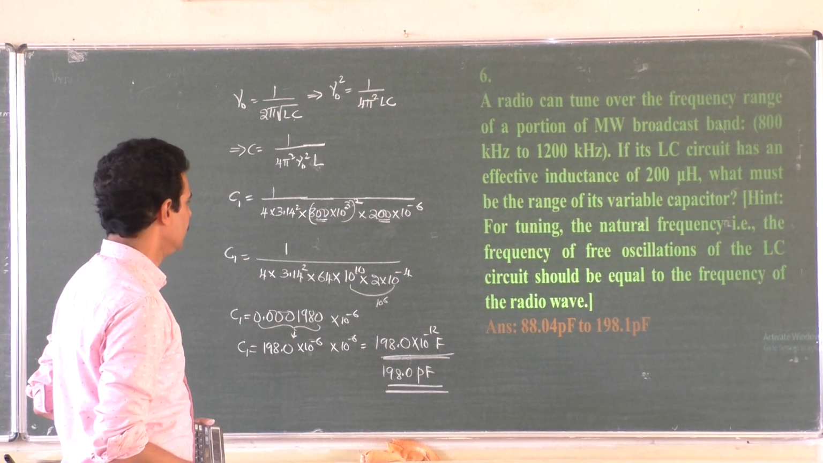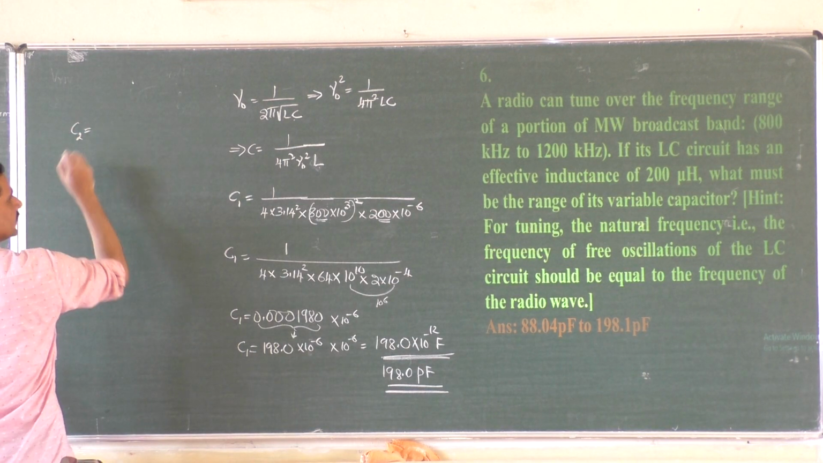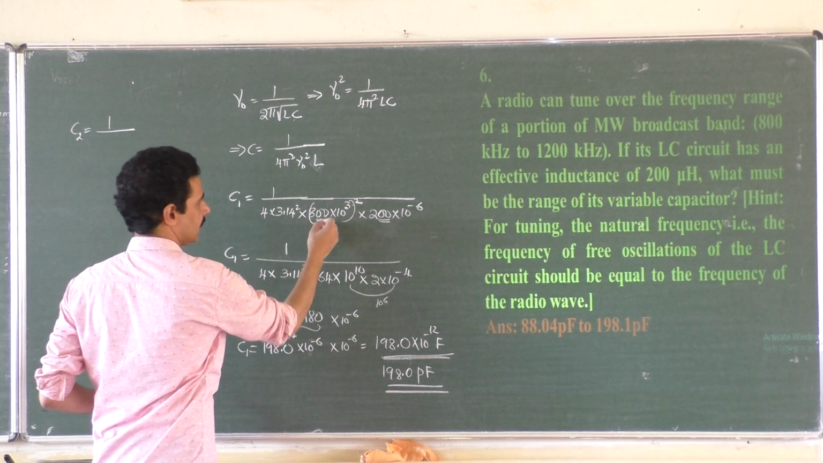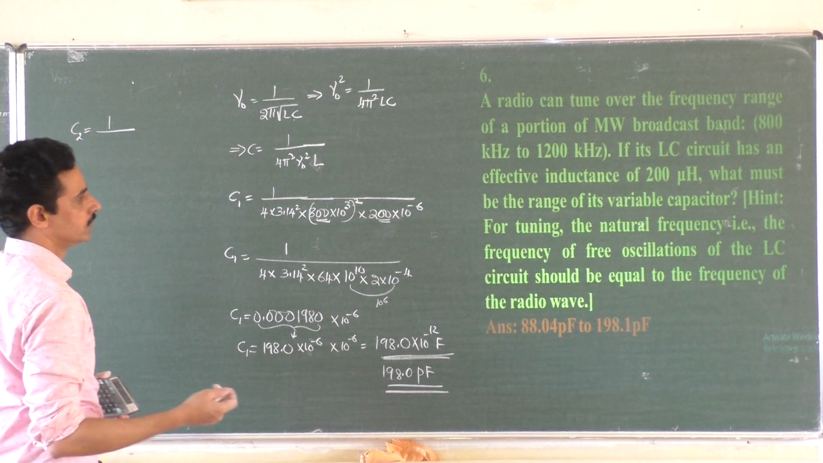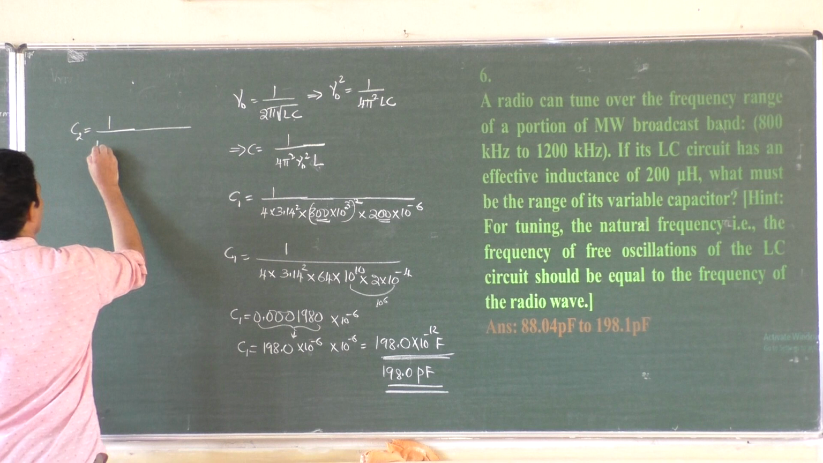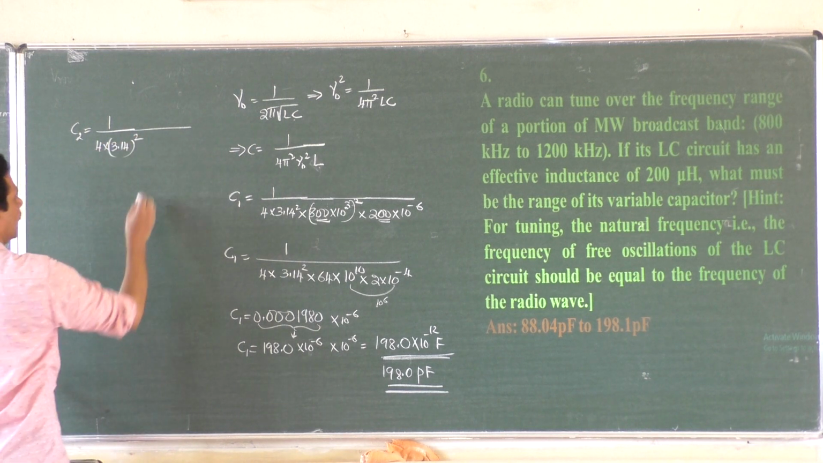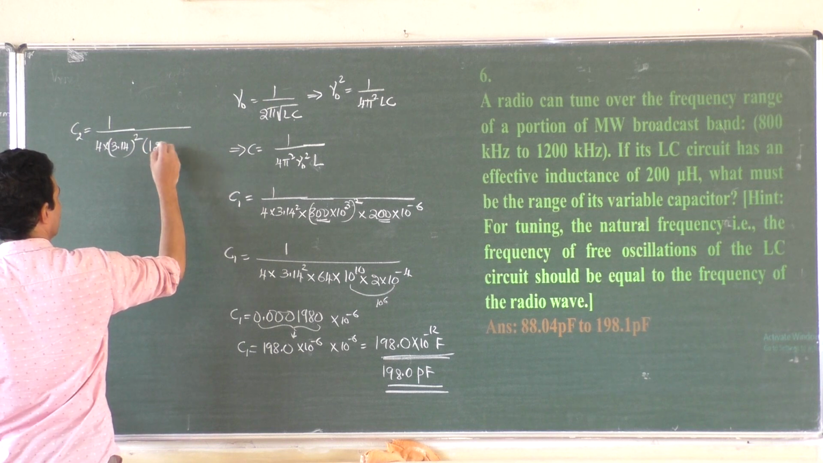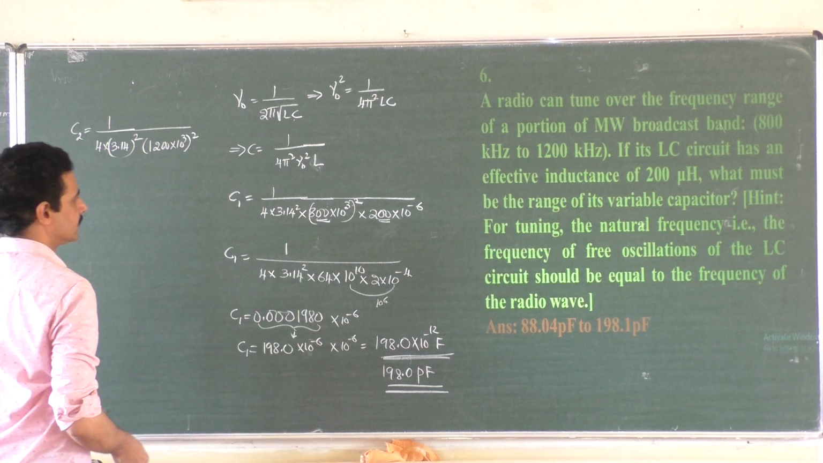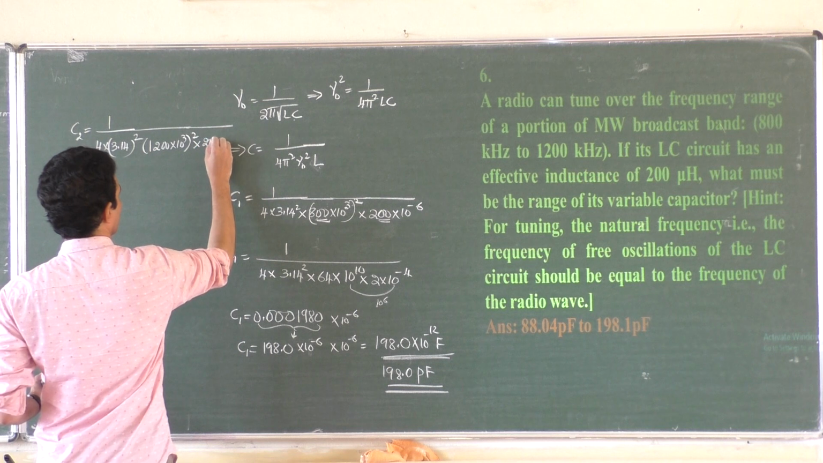Next one, C2. C2 is equal to 1 by, only this one is changed. Instead of 800 we have 1200 kilohertz. 4 pi square, f square nu naught square, 1200 into 10 to the power 3 whole square, and C is 200 micro.